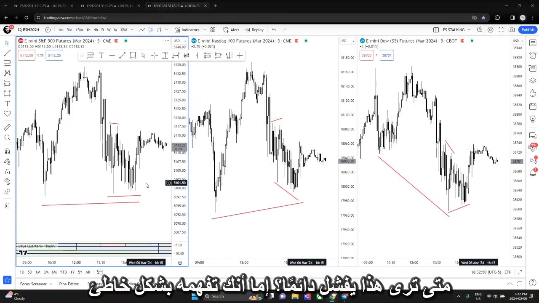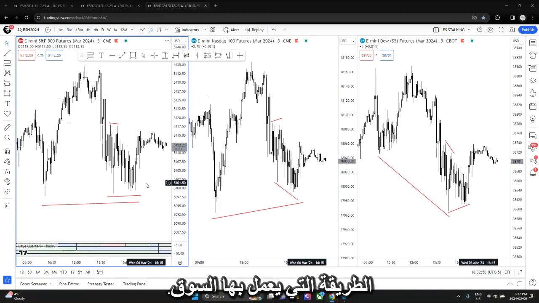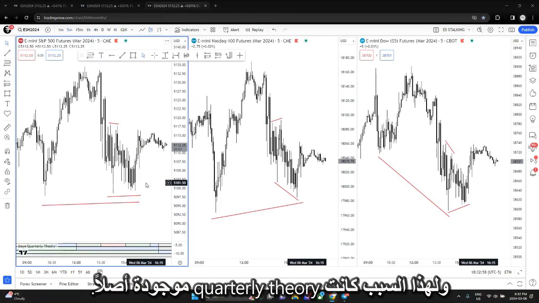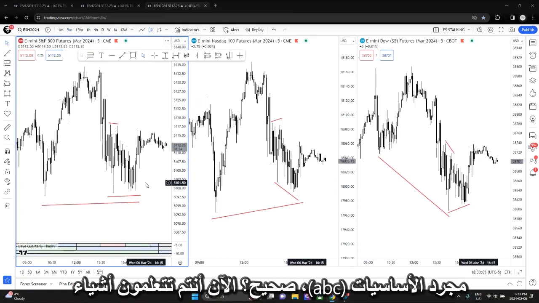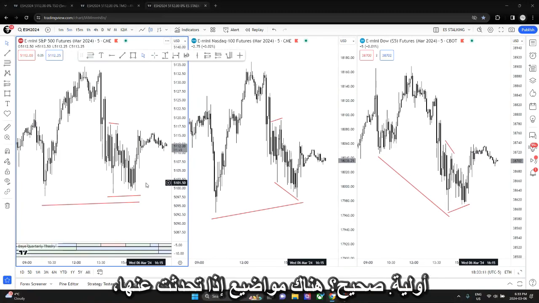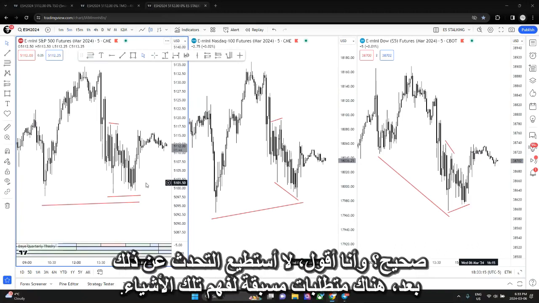Either you get it wrong, but I think this is just how the market works, which is why quarterly theory was even a thing. Quarterly theory, that you guys see on YouTube, was just the ABC. Right now you're learning elementary stuff, right? There are topics that people keep asking me about, and I'm like, I can't talk about that yet. There are prerequisites to understand those things.